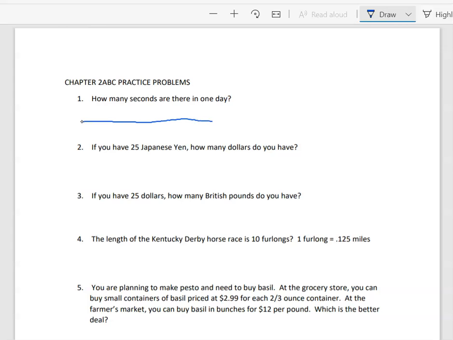okay, we're going to start with what we know. The answer is supposed to be in seconds, and the only thing that we start with is one day. So we have to go back to some facts we know about a day. Well, I don't really know how many seconds are in a day, but I do know that there are 24 hours in one day.